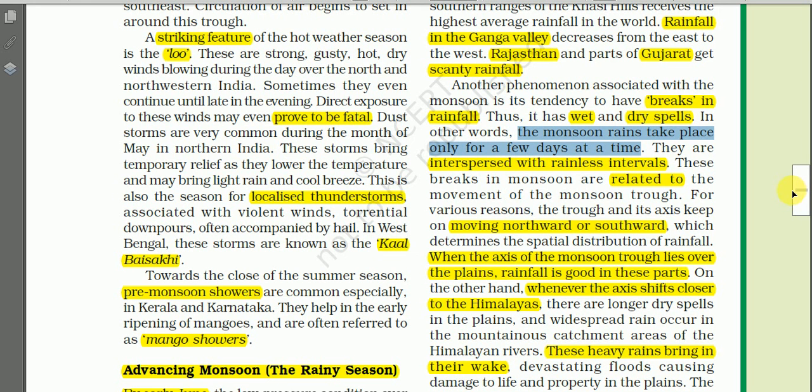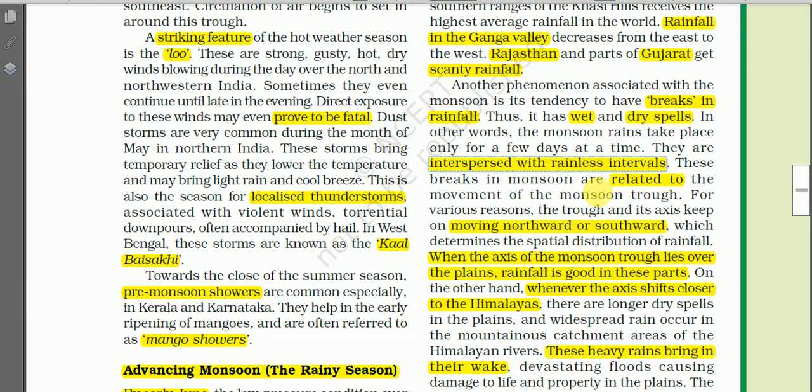Then after that the rainfall may start again. In this way, it has dry and wet spells. That means the monsoon rains are interspersed with rainless intervals, and these rainless intervals are known as dry spells or breaks in the monsoon, breaks in the rainfall.